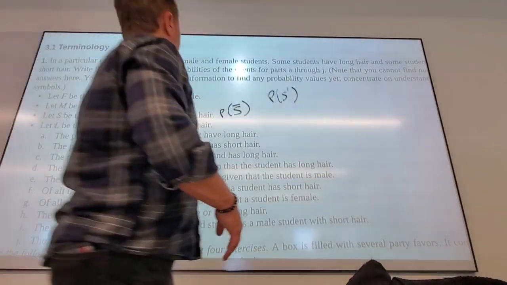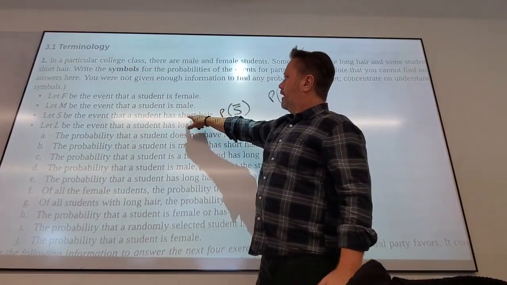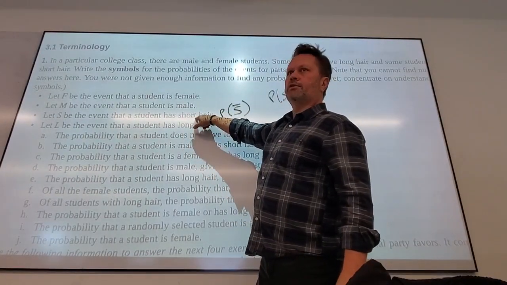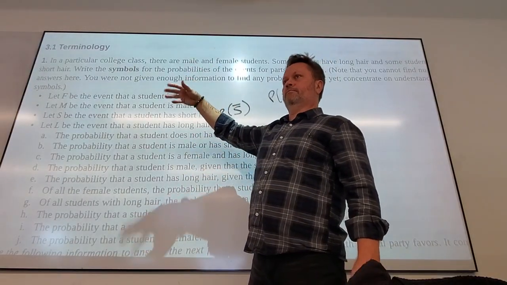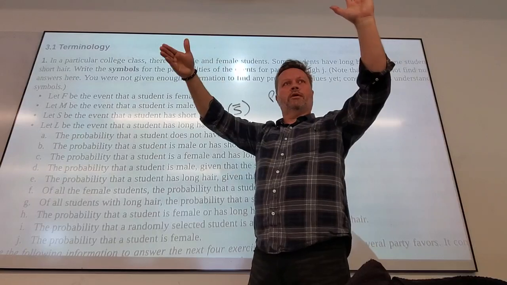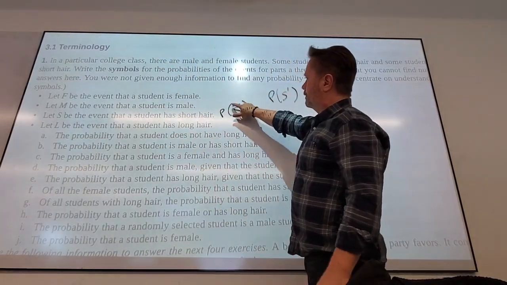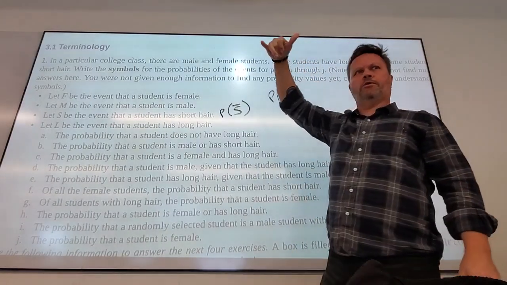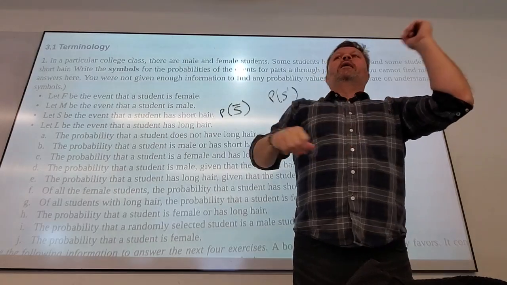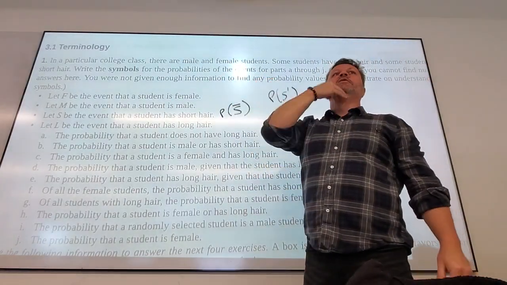So, see how this first one says probably a student does not have long hair. So S is the student has short hair. So the probability a student has short hair would just be P of S. Probability, short hair. Probability not short hair would have a line on top. The book, I think, uses a little line here, which looks more like calculus, but I use this to mean the opposite of, or just not.